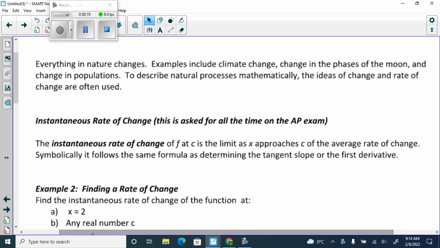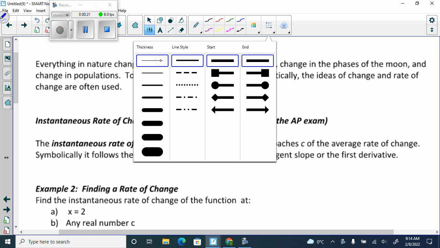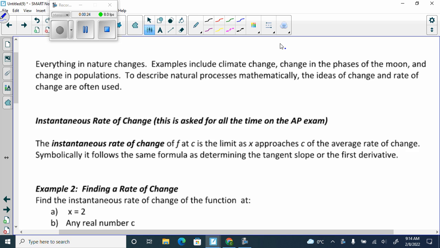Instantaneous rate of change. This is asked for all the time on AP exams. It's asked all the time. Instantaneous rate of change is the rate of change at a certain instant, like 2 seconds, 4 seconds, 8 seconds. It's instantaneous, okay? What you need to know is that's tangent slope, not just slope.